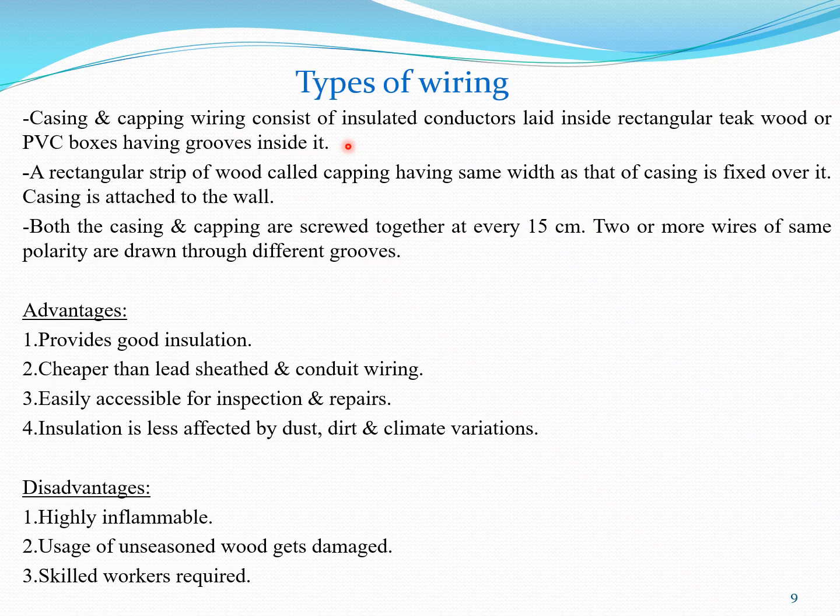A rectangular strip of wood called the capping, having the same width as that of the casing, is fixed over it. Casing is attached to the wall. Both the casing and capping are screwed together every 15 centimeters. Two or more wires of the same polarity are drawn through the different grooves.